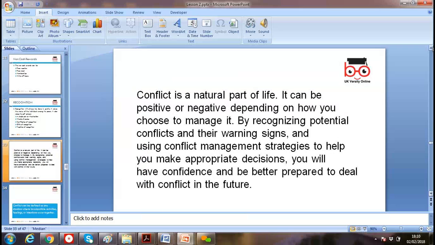Conflict. Sometimes conflict is a nature, a part of life. It's positive or negative; conflict could be in our organization. So we need to manage it. If we have conflict in our organization, managing it will ultimately help us to improve performance. Conflict management helps to make appropriate decisions. You will have confidence, be better prepared, and deal with conflict in the future.